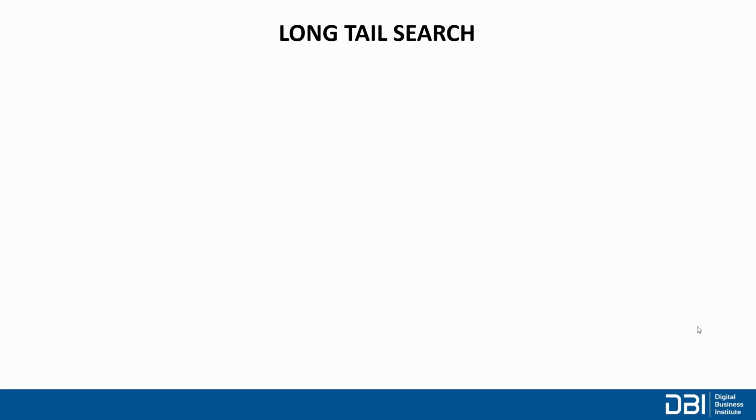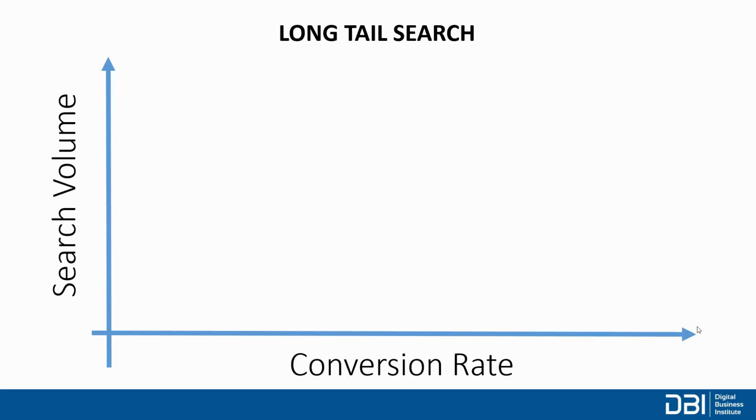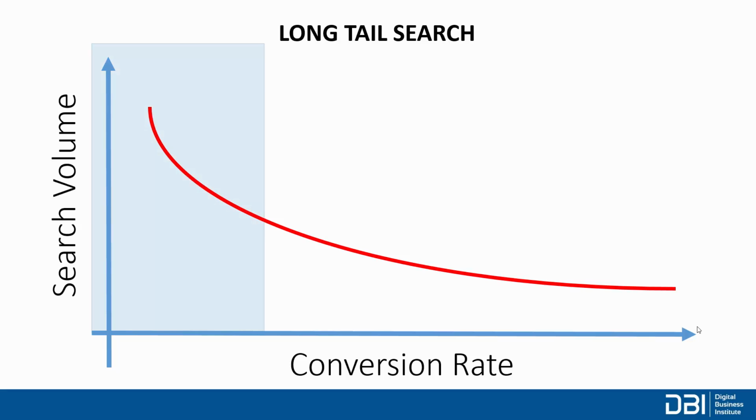So keyword long tail search is explained in the form of a simple graph with search volume on the y-axis and conversion rate on the x-axis. And if we plot one against the other, we get this type of curve. And at the head of the curve, the keywords that appear here have large search volumes, so they're quite popular, but they're also very high in competitiveness. And they're usually only 2 or 3 words in terms of a search term or phrase.